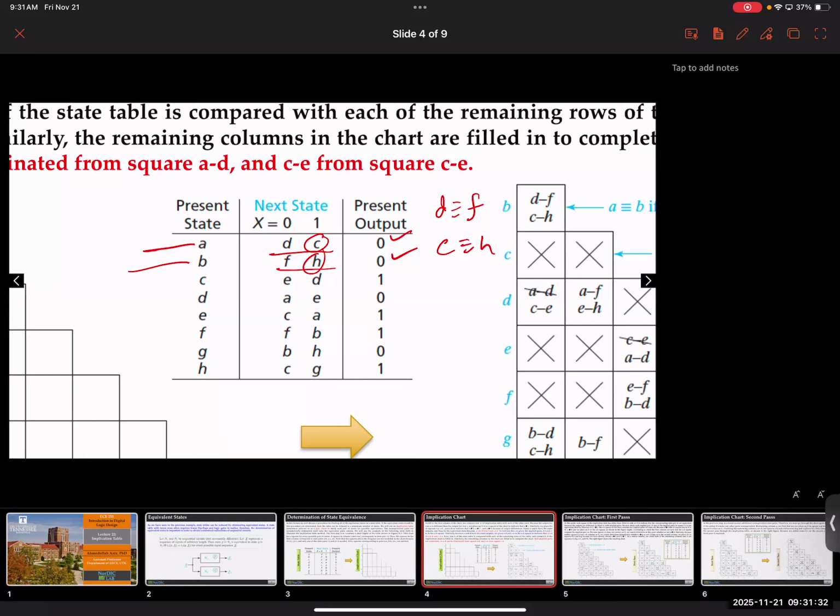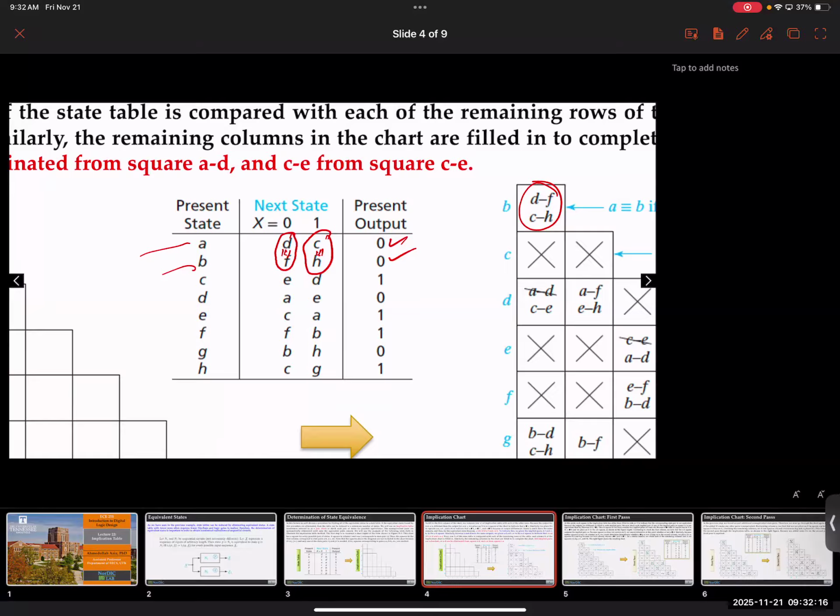In case that happens to be the case, then I can say A and B are equivalent. Let me repeat that point again. First thing is if the outputs don't match, no way that they're going to be equivalent. Just ignore them and cross it out. But if the outputs match, like here in this section, A and B, you cannot definitively say that they are going to be equivalent, but you can say that they will be equivalent given that the corresponding states, D and F, are equivalent and C and H are equivalent. If they are the same, then I can say A and B are equivalent. Are you good so far? Are you okay with it?